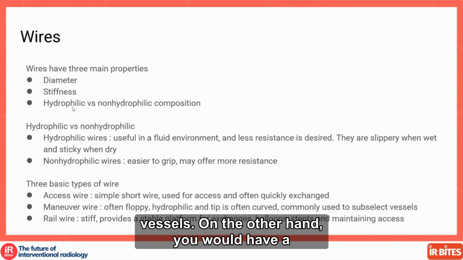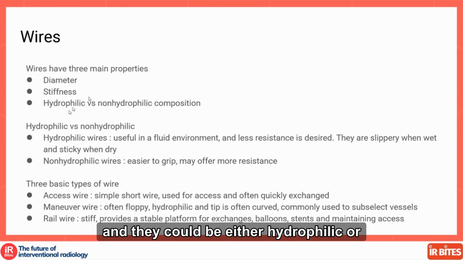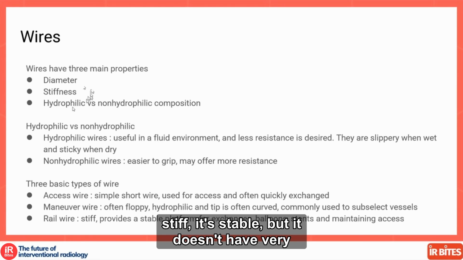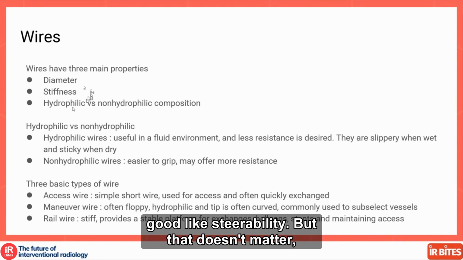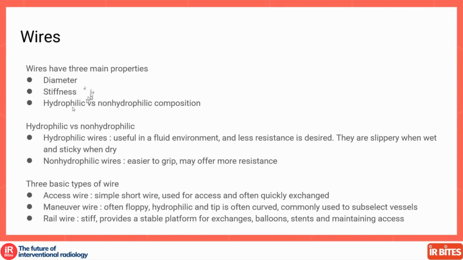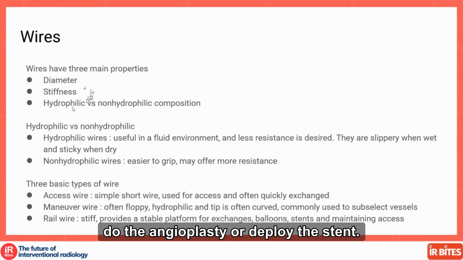On the other hand, you would have a rail wire. A rail wire is usually very stiff, and could be either hydrophilic or non-hydrophilic. Usually it's a trade-off. It's very stiff and stable, but it doesn't have very good steerability. But that doesn't matter, because all we want is a very stable wire for us to exchange a long catheter, do the angioplasty, or deploy the stent.